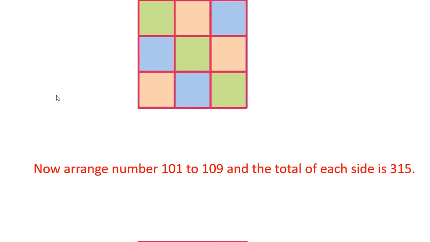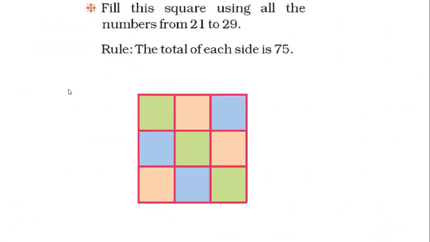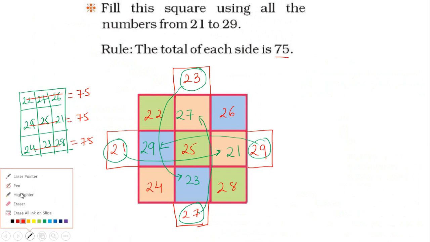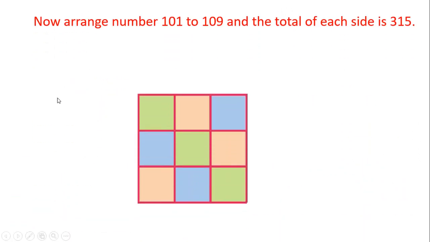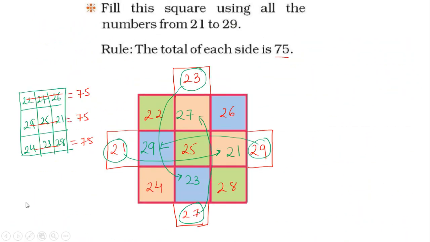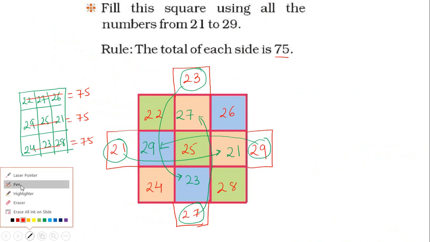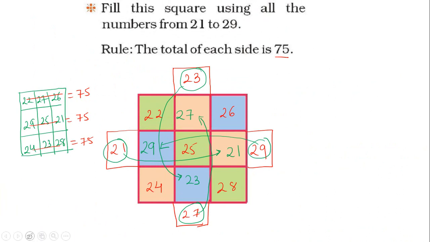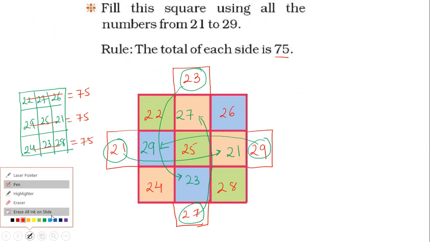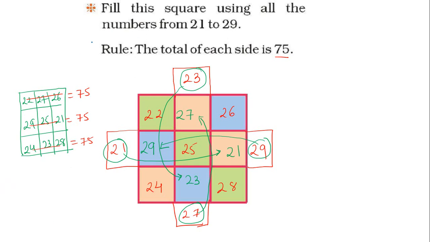If we add these three numbers, let me take the pen. अगर हम लोग ये वाले तीन नंबर यूज करेंगे जो वर्टिकली दिए हुए हैं, then the total is 75. If we add like this, total is 75.